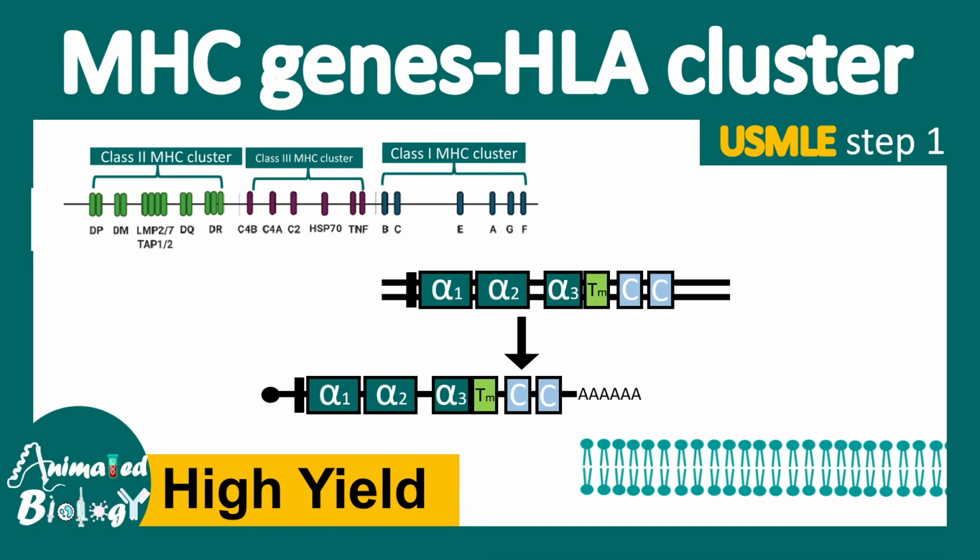MHC genes are highly polymorphic. So polymorphism refers to the existence of multiple allelic forms of MHC genes within a particular population. We have to understand this polymorphism is a population level concept, not an individual level concept. And these allelic variations result from small genetic variations in the MHC locus.